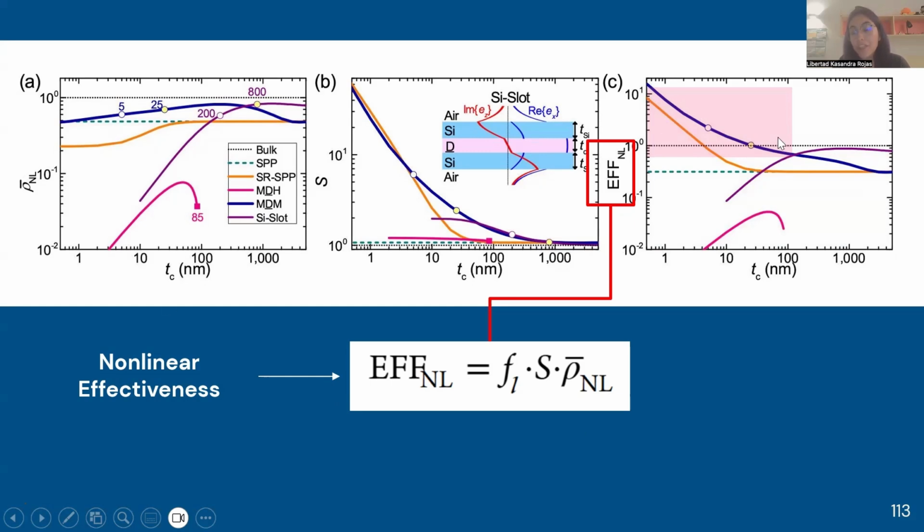Now, something interesting to note is that the highest that it can actually reach is when the core, so the width of our dielectric material. Okay, so the width TC is the width. Sorry, I should have made that clear. When the width of our dielectric material is very narrow, it is telling us that between 1 and 10 nanometers, it has the highest nonlinear effectiveness.